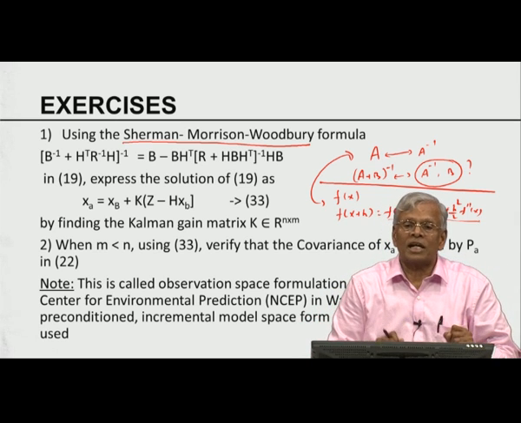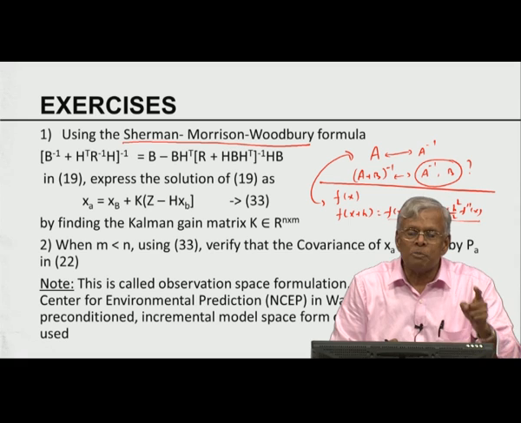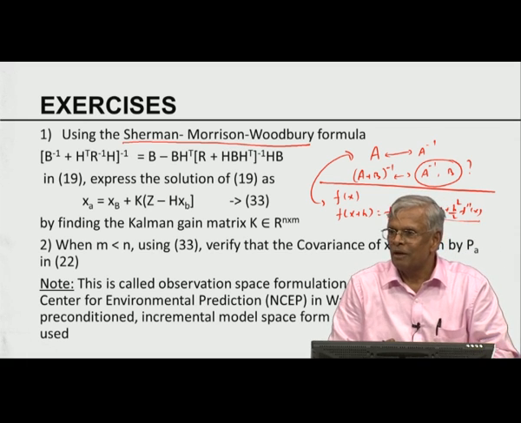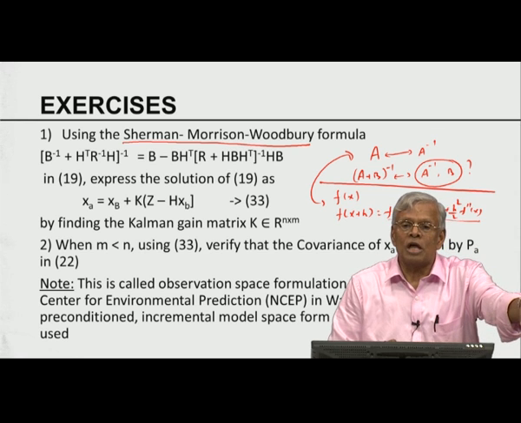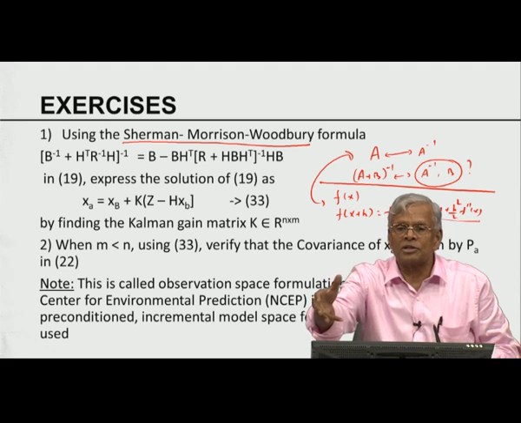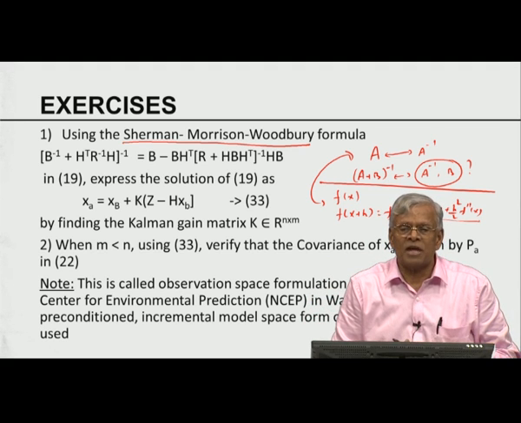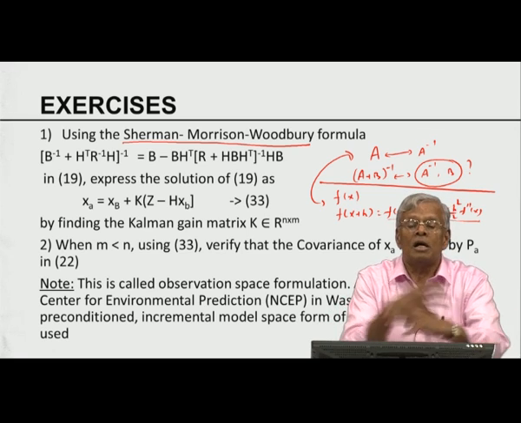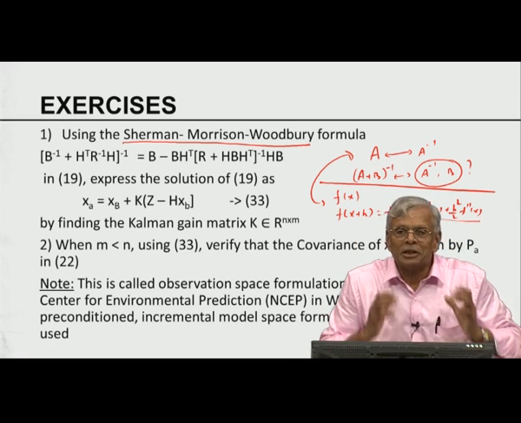So what is it that we would like to take advantage of? It is always cheaper to perform computation in a smaller dimensional space. So if n is smaller, you do the operations in model space. If m is smaller, do the operations in the observation space. Who provides this freedom to go between these two worlds? The Sherman-Morrison-Woodbury formula. That is the beauty.